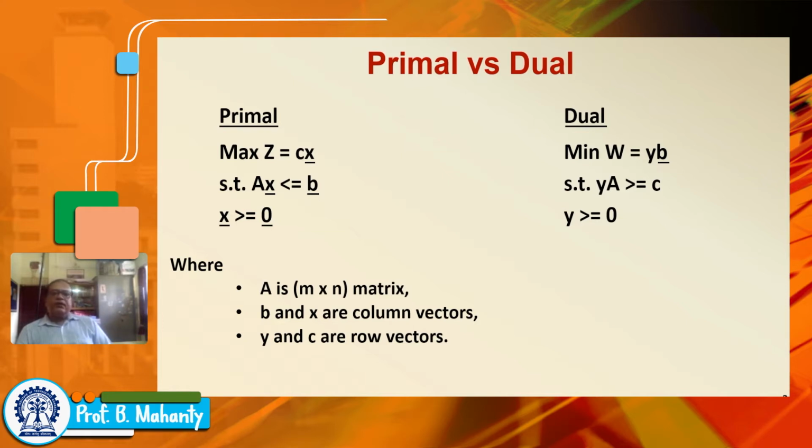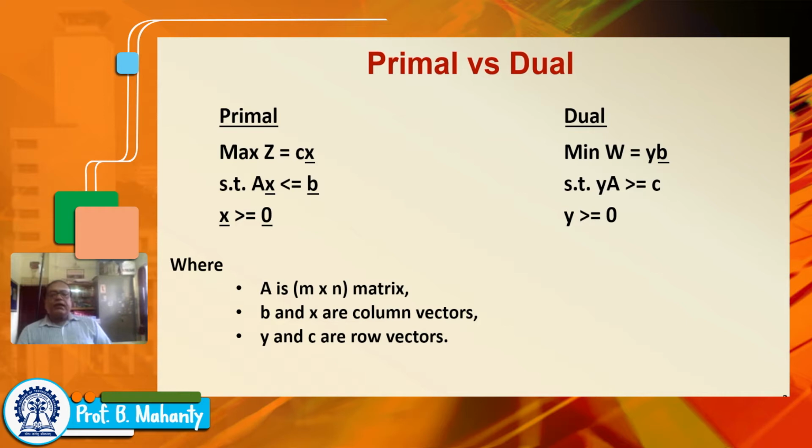You could have written C transpose X also, where both C and X are column vectors. But here, for the sake of simplicity, we have defined B and X as column vectors and Y and C as row vectors. So if C is defined as a row vector and X as a column vector, then maximize Z equal to Cx is the matrix representation of the primal objective function.